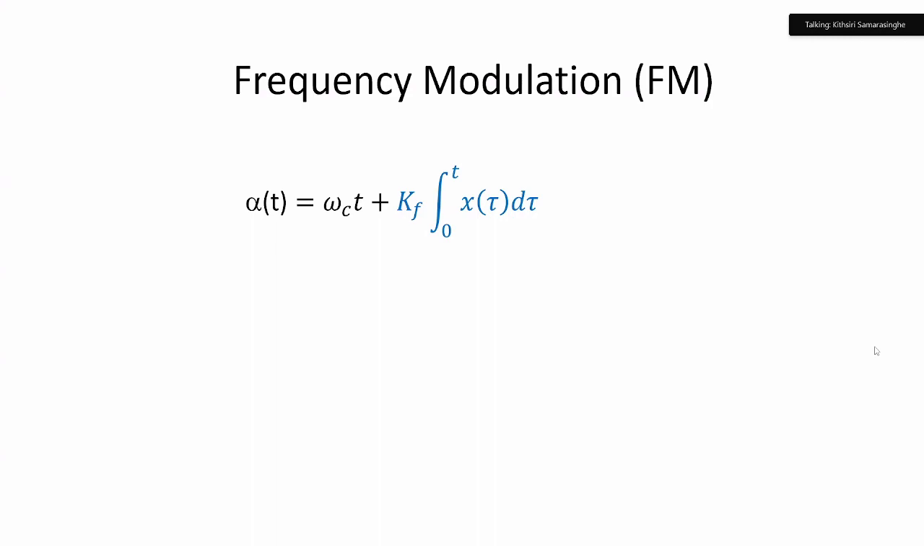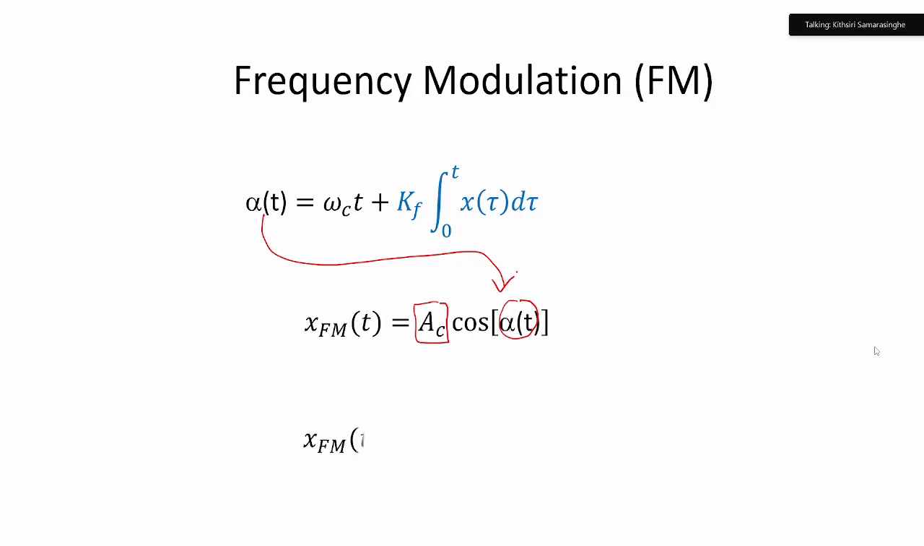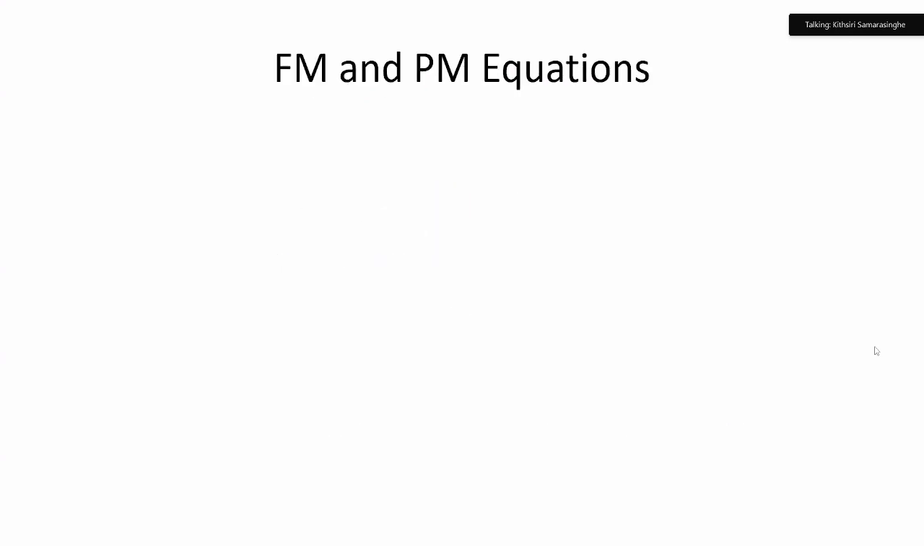Now that we know α(t), we can write the equation of the FM signal. We did not modulate the amplitude, so it remains the same. Carrier, new after modulation, the new angle will be α(t), which we have found now. So let us substitute here. You get the FM equation. Now this is a general FM equation, generalized FM.